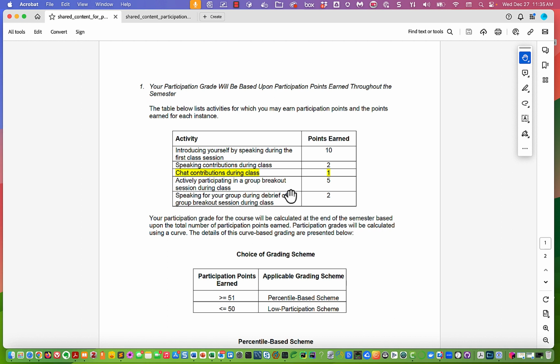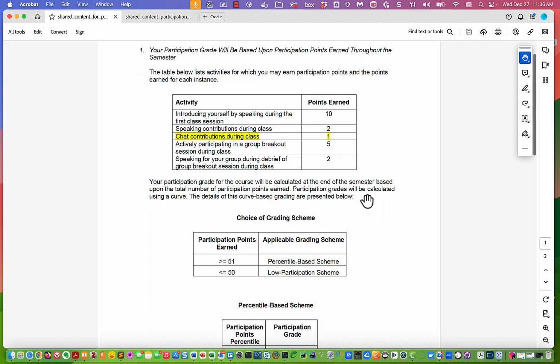So that's what you can earn. So you could easily earn 100 participation points if you were very active. And if you don't come to class and/or you don't get involved in the breakout groups, you could earn 0 participation points, okay?